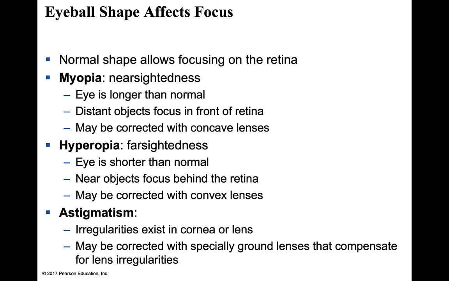So some individuals that have an astigmatism, the lenses that they use in their glasses have to be ground specially to compensate for lens irregularities. Now, it's interesting because quite often, an astigmatism can go away. And in the past, I've had contact lenses specific for astigmatism, and then I go through a period of time where that astigmatism is no longer present, okay?